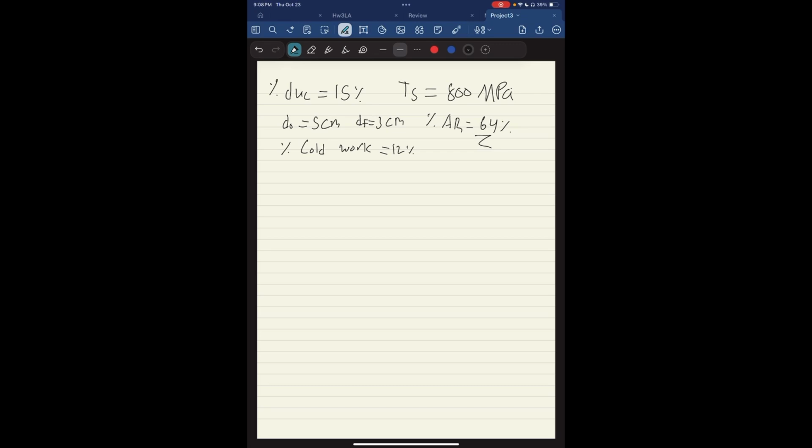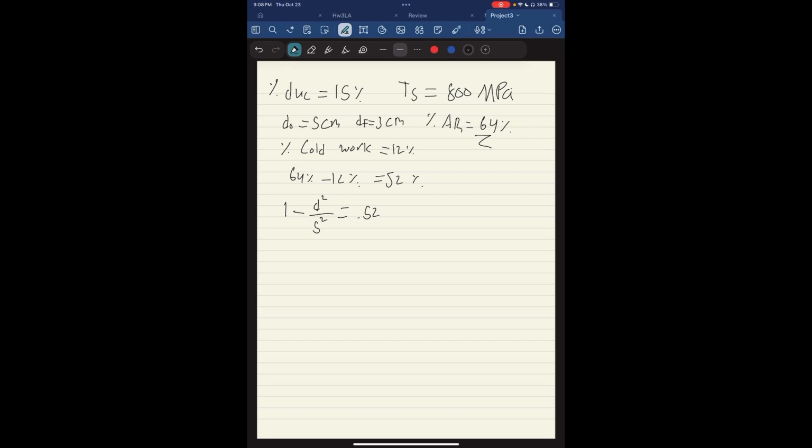So to find the first value that we're gonna cold work to, we're gonna take our 64% minus our 12%, and we're gonna get 52%. Now we're gonna take that 52% and plug it back into our area reduction formula, but instead we're gonna be solving for D. So we're gonna have 1 minus D squared over 5 squared equals 0.52. And we're going to solve for D, and that'll tell us how much we need to cold work the sample first before we anneal it.